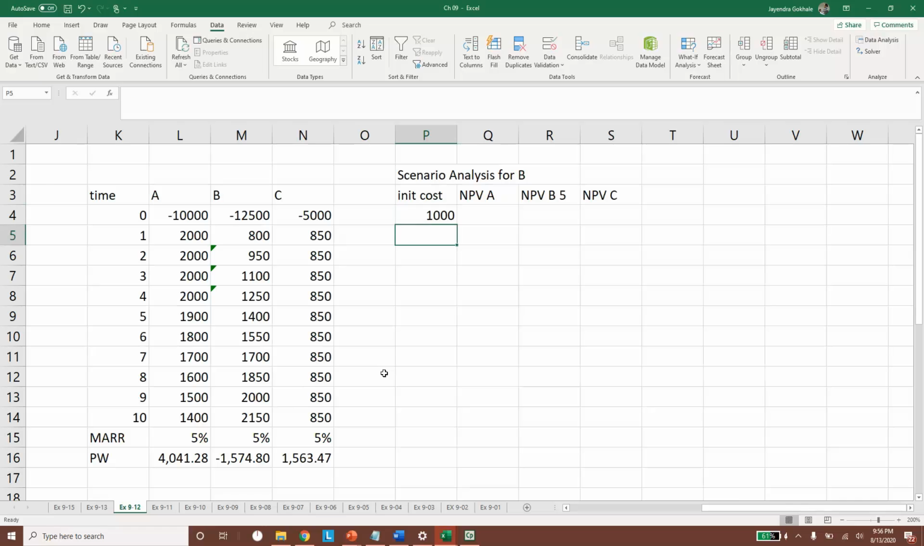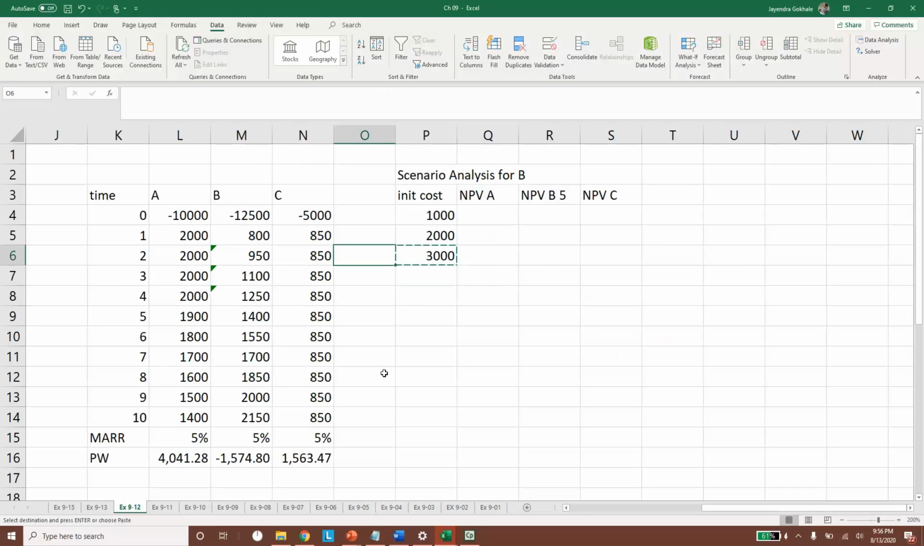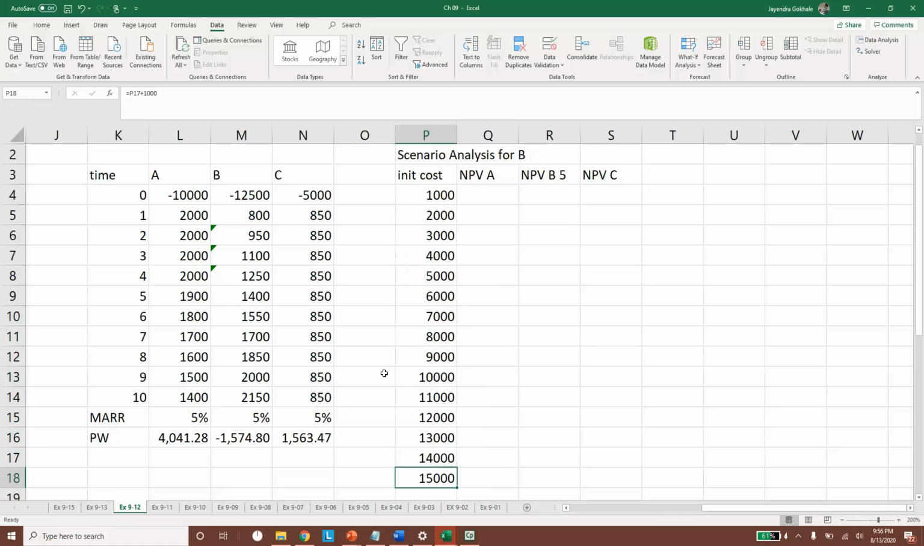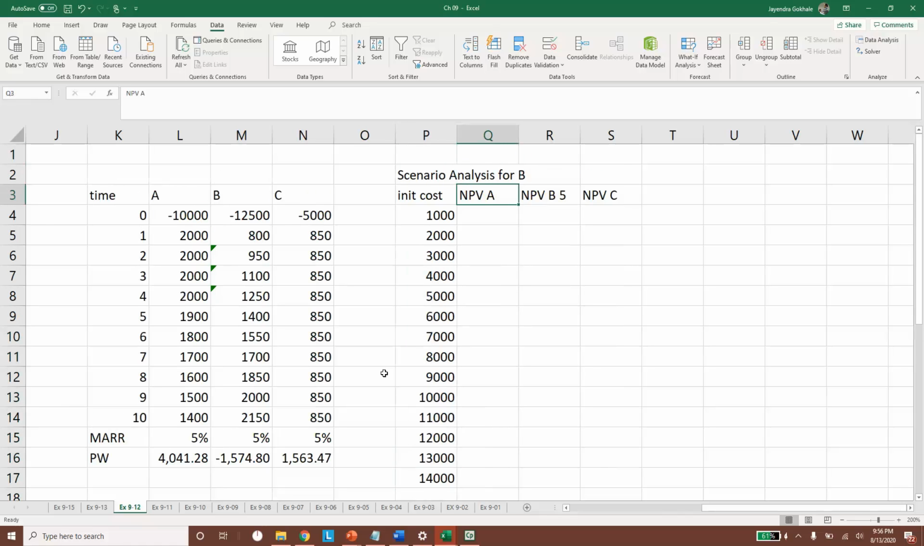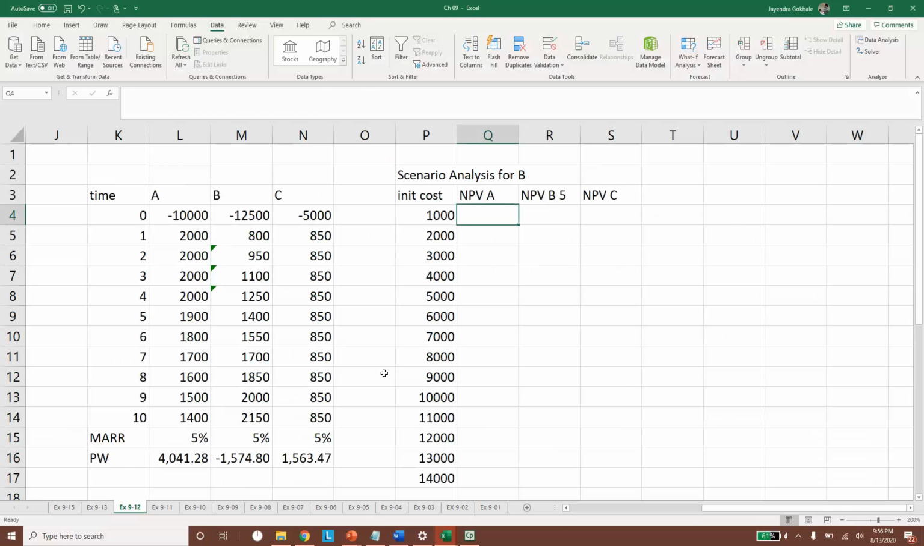$1,000, right? And then increase it by 1,000. So initial cost is increasing till how much? 14,000. Okay. 14,000. Oh, we went too far. 15,000 is not needed. All right. So NPVA does not change. It's just a single number.